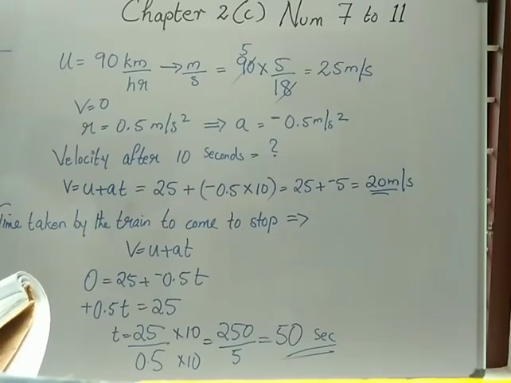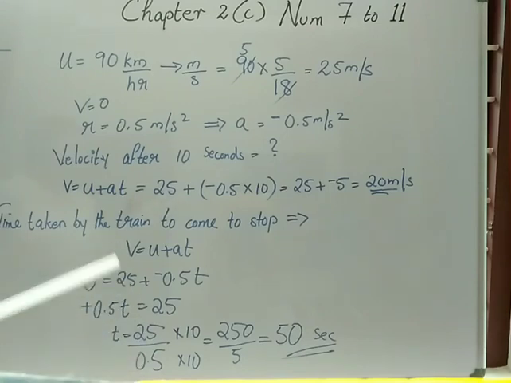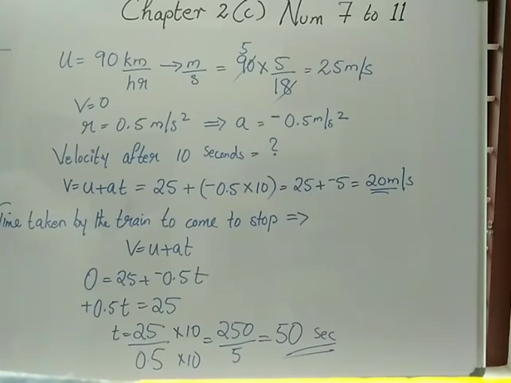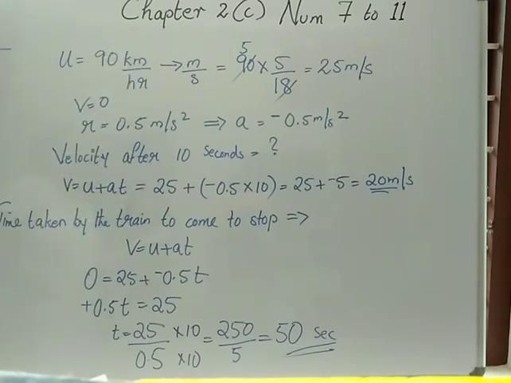A train is moving with a velocity of 90 kilometer per hour. Moving with a velocity means the initial velocity u is given as 90 kilometer per hour. It is brought to stop by applying the brakes, which produces a retardation of 0.5 meter per second square. So retardation is given in meter per second square, but here initial velocity is given in kilometer per hour.